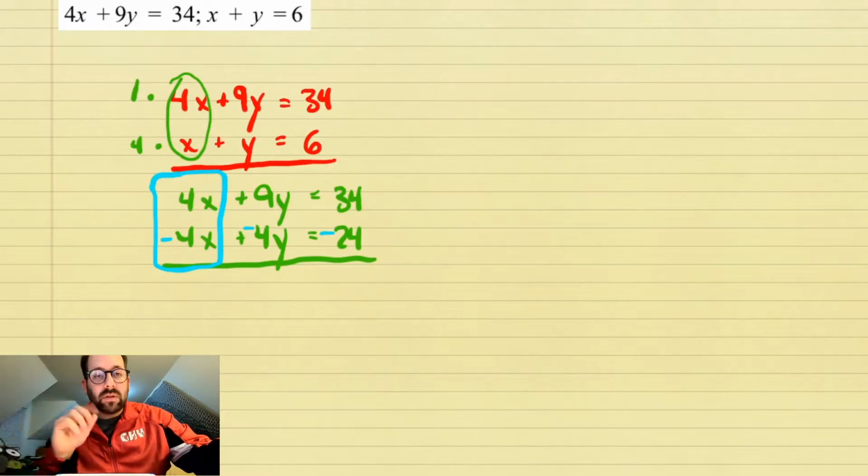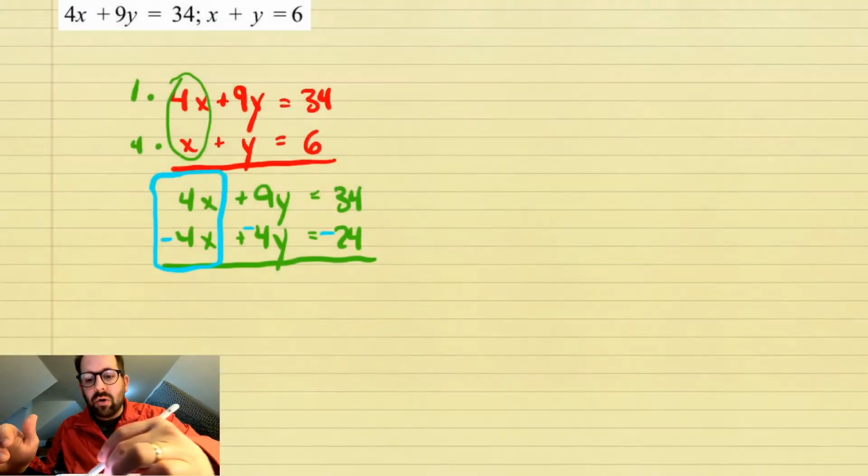Now, you don't have to do that if it's already opposite. Like if the x is already opposites, you wouldn't have to do this step. But since they're the same number, I have to make one of the rows negative. And I have to do it to the whole row if I have to do this step. Again, this is an optional step. Now that I'm here, now I can just add straight down.